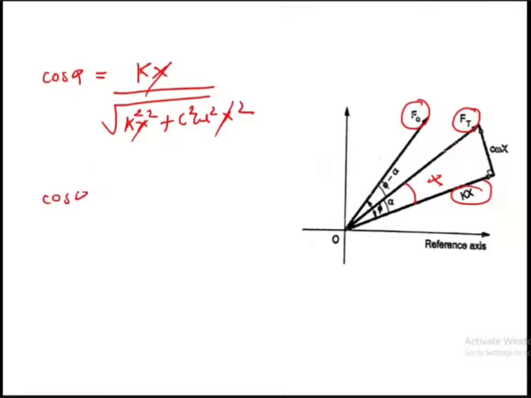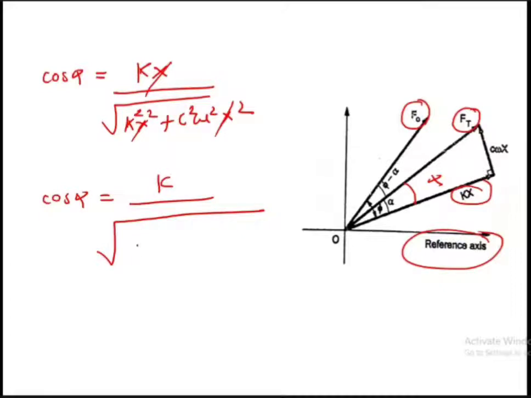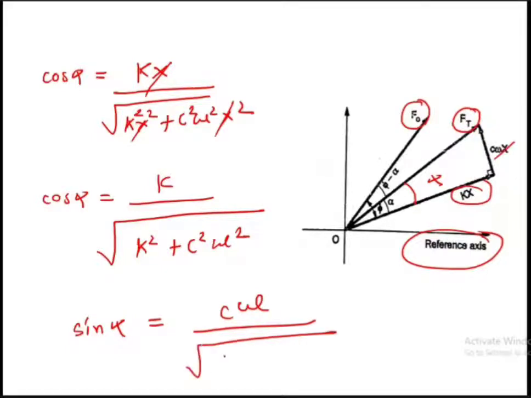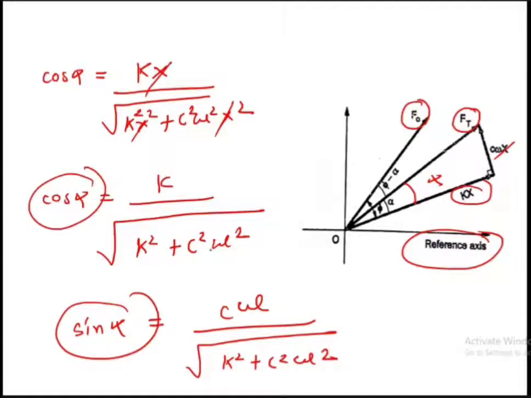So I am getting cos alpha from this vector diagram, which we have already studied in the initial lectures, right? So from this diagram I am getting cos alpha is equal to k upon square root of k square plus c square into omega square. Similarly, what is sin alpha? Sin alpha is opposite side upon hypotenuse. The opposite side is c omega, with x cancelled, upon the square root of k square plus c square omega square. So sin alpha is c omega upon the square root of k square plus c square omega square, and cos alpha is k upon the square root of k square plus c square omega square.